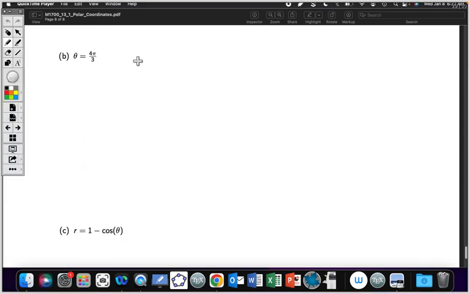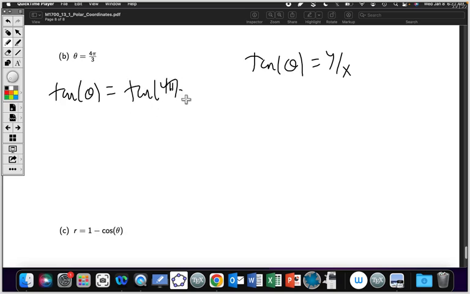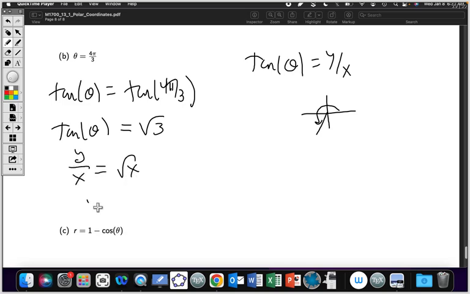We got theta equals 4 pi over 3. We know that the tangent of theta is y over x. So I could take the tangent of both sides of this equation. So the tangent of theta, the tangent of 4 pi over 3, where is that at? So that's over here in quadrant 3 with a pi over 3 reference angle. So that's positive square root 3. So y over x would be square root 3. y would be x square root of 3.